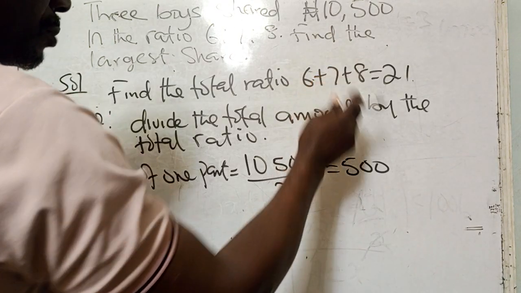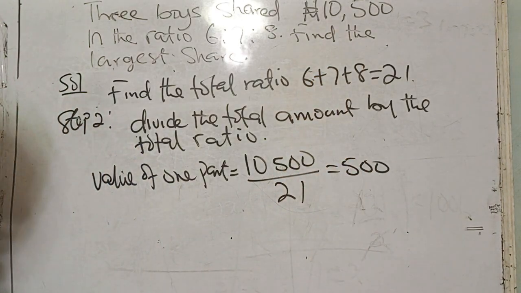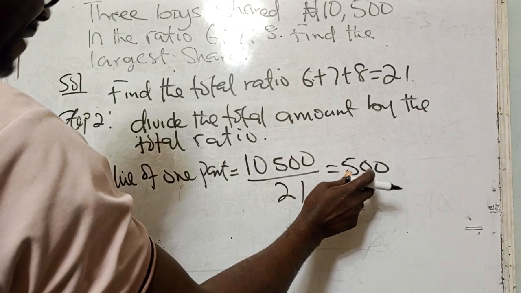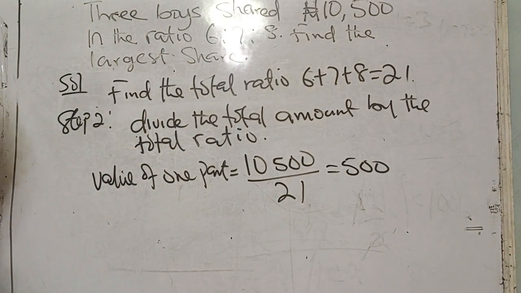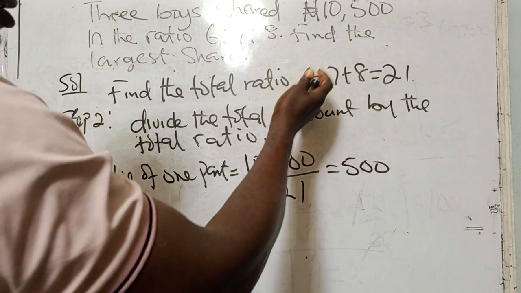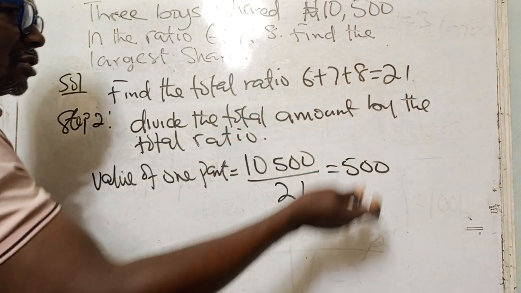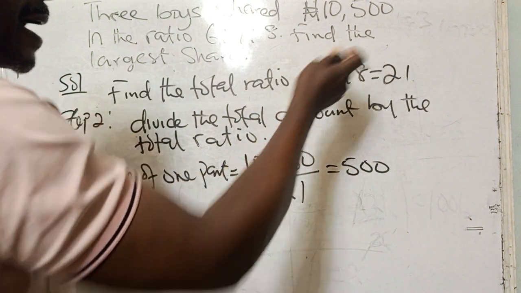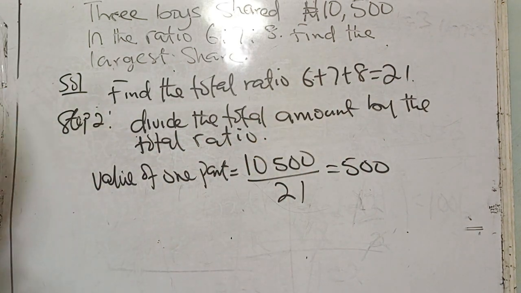Now, you know that when you use 6 to multiply 500, that will give you 3,000. When you use 7 to multiply 500, that will give you 3,500. But when you use 8 to multiply 500, that will give you what? 4,000. So instead of wasting your time using 6 and 7, just go straight to using 8 to multiply the value.